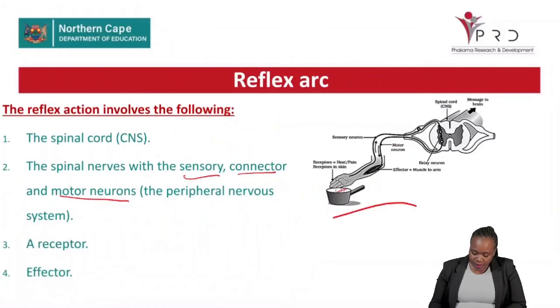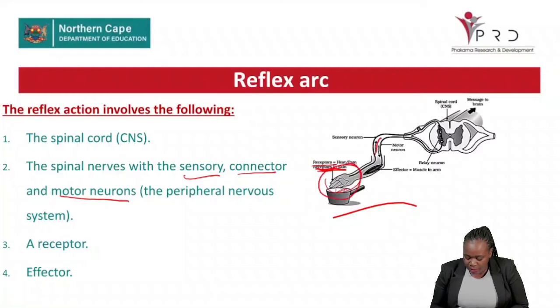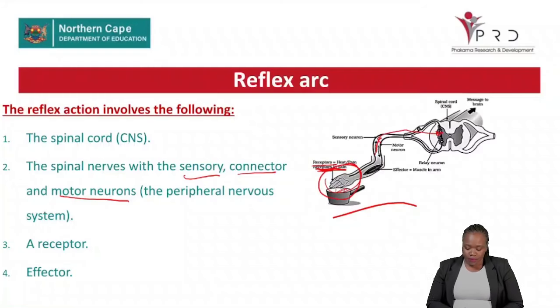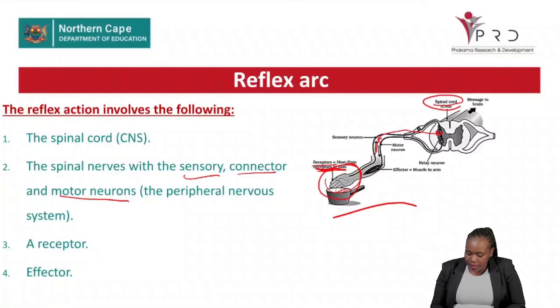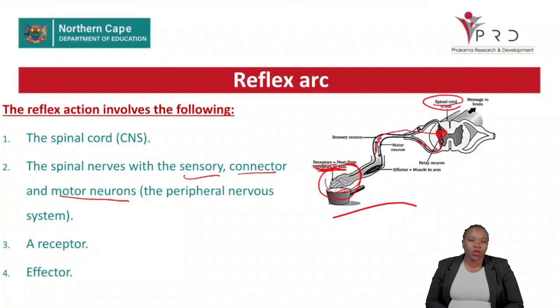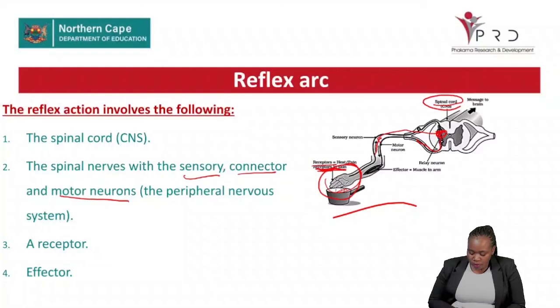As we can see here, we have the receptors in the skin, which can either feel the heat or feel the pain. Then we have the sensory neuron, which is transmitting the impulses from the hand to the central nervous system. In the central nervous system, we are looking at the spinal cord and not the brain in this case. Then we have our connector neuron here, and an impulse will move from the spinal cord through the ventral root, through the motor neuron, to the effectors, whereby the effectors are going to respond.